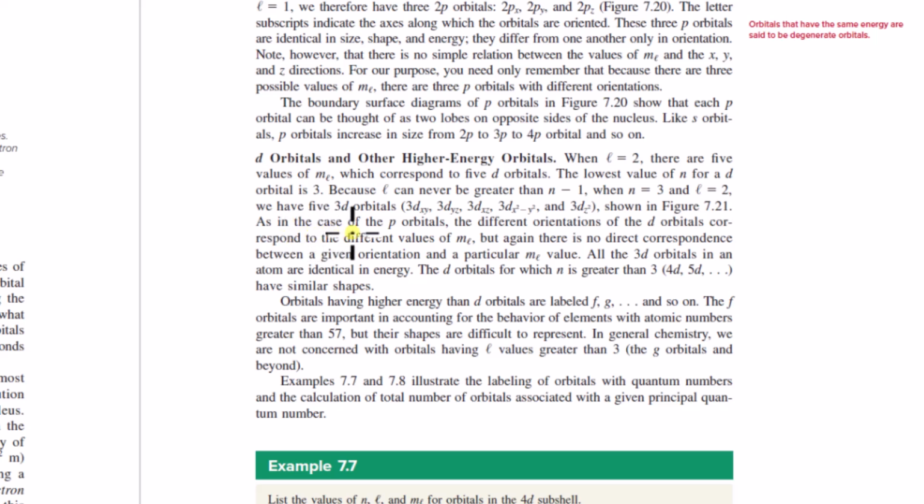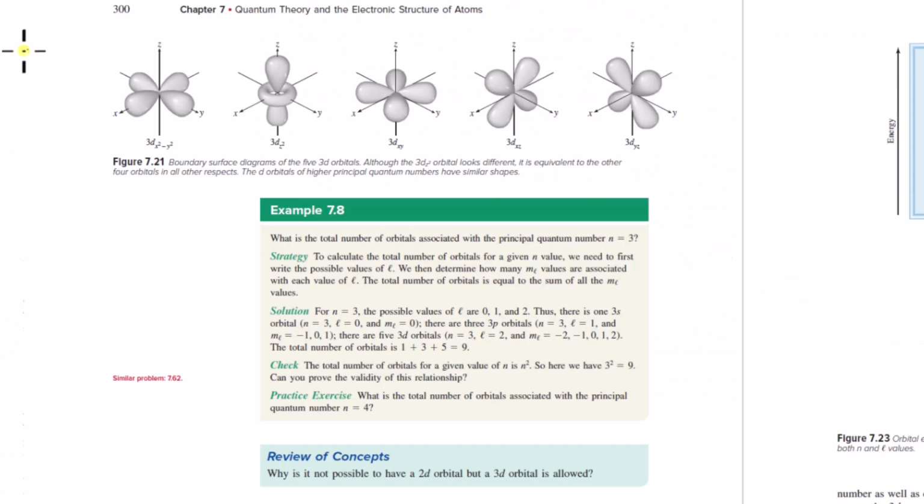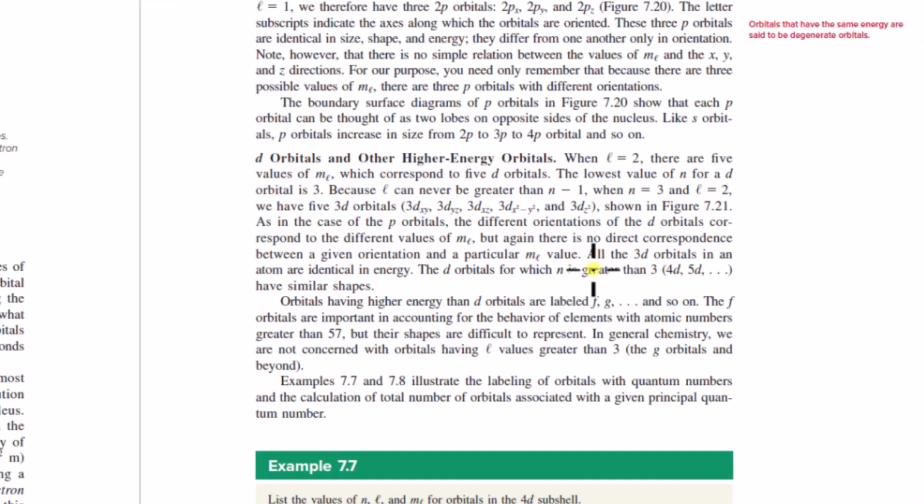As in the case of the p orbitals, the different orientations of the d orbitals correspond to different values of m sub L. But again, there's no direct correspondence between a given orientation and a particular m sub L value. So we can't say this is the m sub L value that's equal to 0 or minus 1 or 1. But we don't need to be concerned about that. All the 3d orbitals in an atom are identical in energy. So that's also something to note.